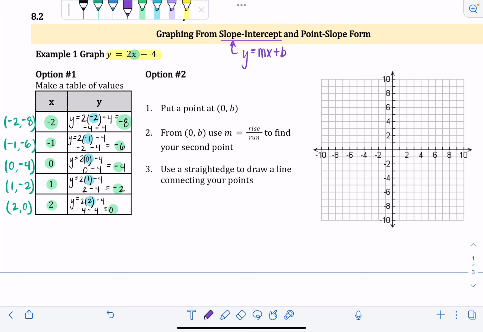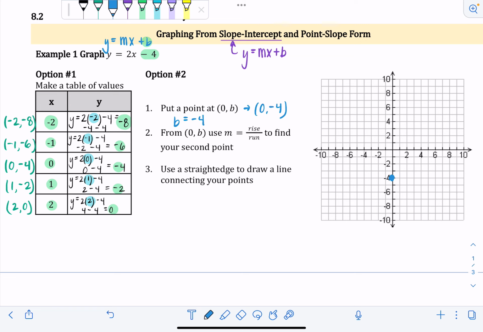So step 1 says put a point at 0, b. When it refers to b, it's asking you to compare your equation to the y equals mx plus b formula. If I compare that, the number that's in the spot of b is a -4. So that means that b is -4, because that's where b is in the actual equation. So I would put a point at 0, -4. If it's 0, -4, I don't go left or right on the x-axis, I just go down to -4 on the y, and I put a point there.